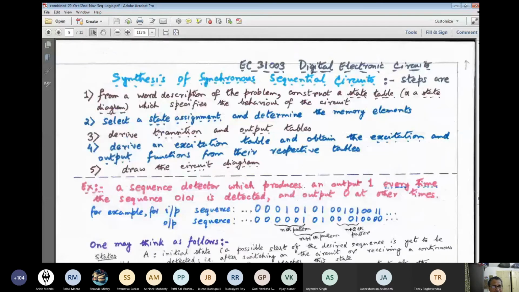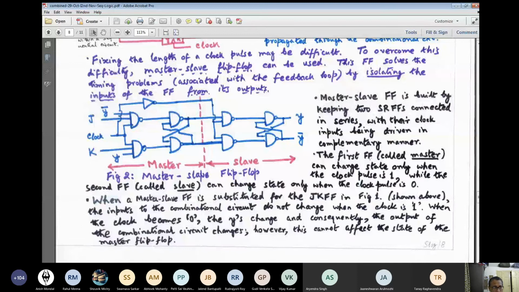Then what is the benefit I get? The benefit is that the first flip-flop, called the master flip-flop, can change state only when the clock pulse is 1. When the clock is 1, the signal travel from this point to this point is allowed, not beyond that. You see, there is a red colored dotted line. So the signal pathway is restricted from this point to this point when the clock is 1, not beyond. When the clock becomes 0, only then can the signal propagate from this point to this point.